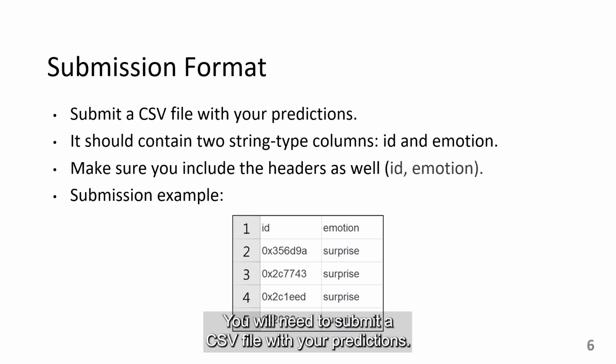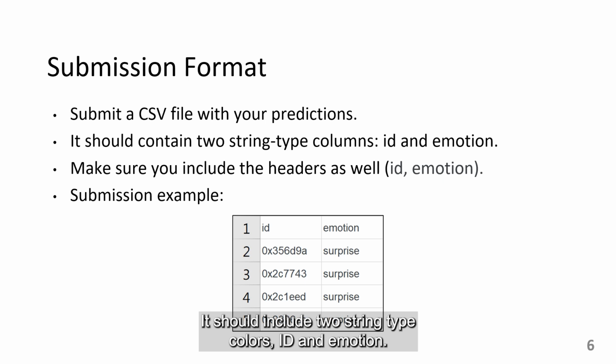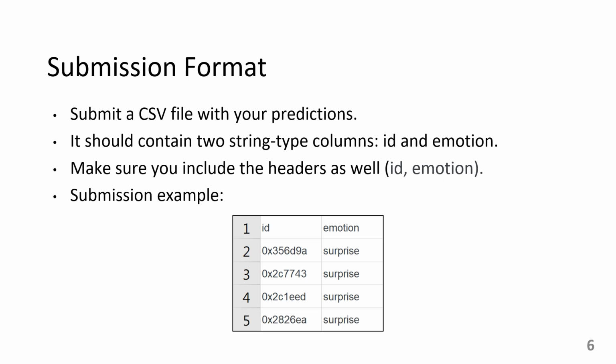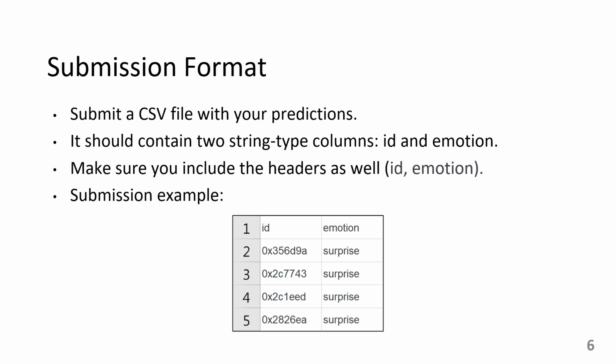You will need to submit a CSV file with your predictions. It should include 2 string type columns, ID and emotion. Don't forget to include a header as well. Here's an example of how your submission should look like.